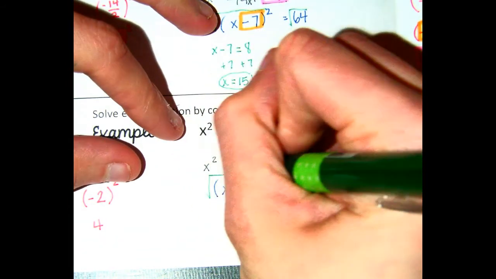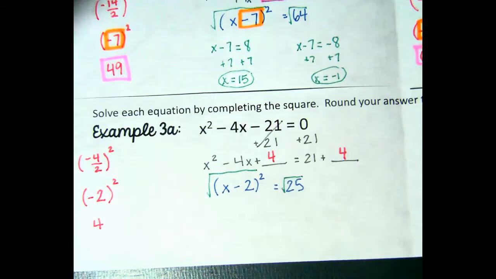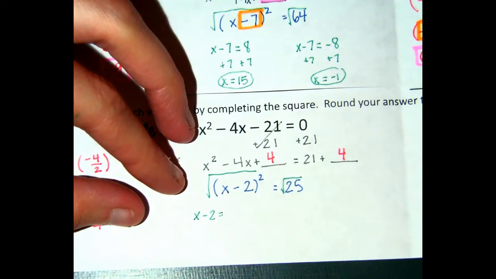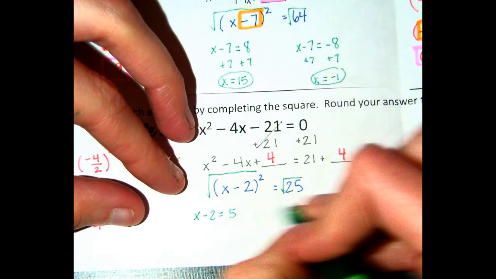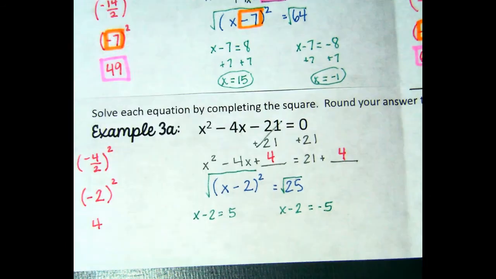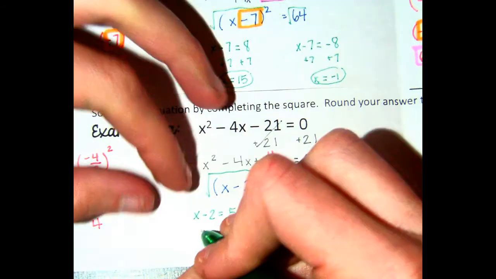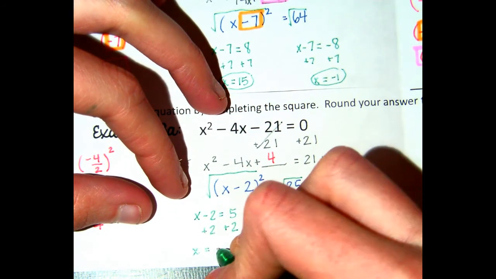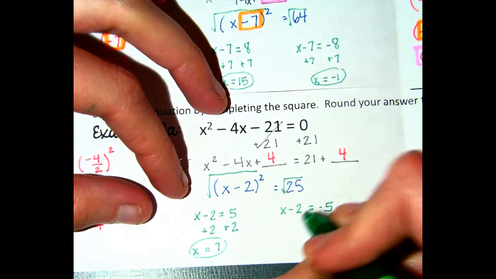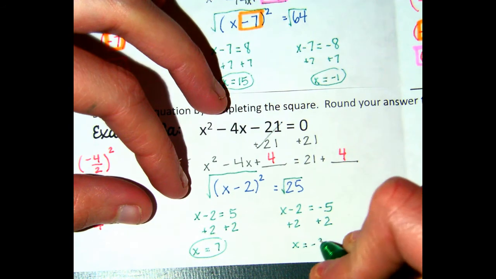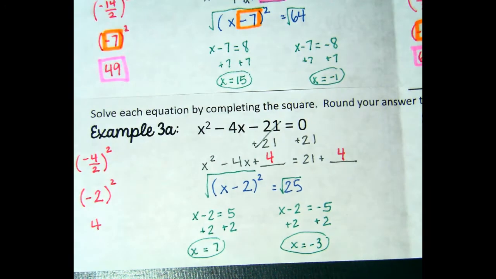Okay, now what? Take the square root. Alright, x minus 2 equals 5. x minus 2 equals? Now what? So x equals? Add 2. x equals? Negative 3. Do example 3b.